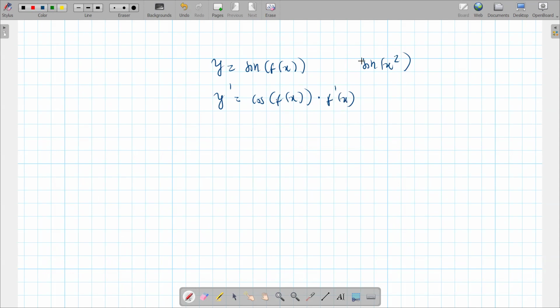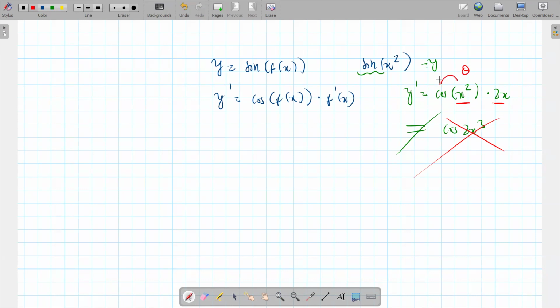So as an example, if this is your y prime, the derivative of sine is cosine. The angle stays the same, but then you have to take the derivative of this. So you multiply this with 2x. And that is not equivalent to cosine of 2x cubed. Okay? You cannot multiply this and this. This is the angle. It belongs with the cosine.